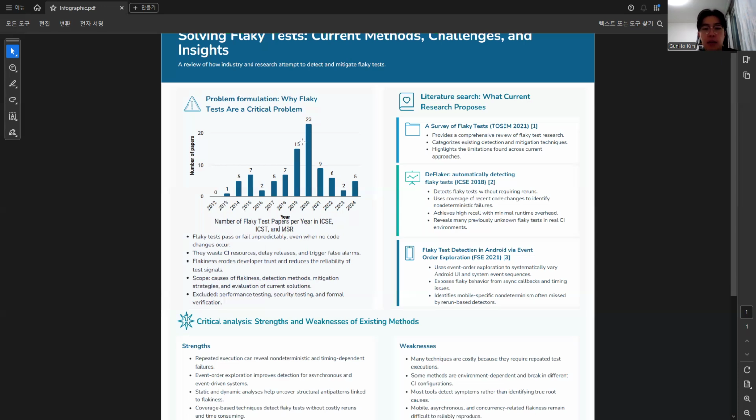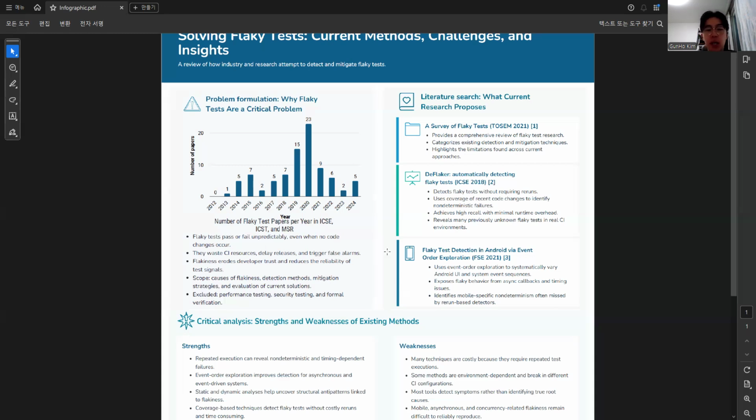As shown on the left side of the poster, flaky tests pass or fail unpredictably even when no code changes occur. They waste CI resources, delay releases, trigger false alarms, and erode developer trust in test results. Because of this, teams lose confidence in their test suites and may even ignore failures entirely.